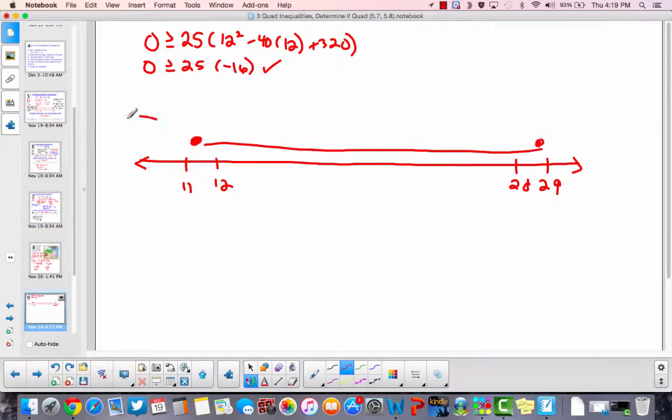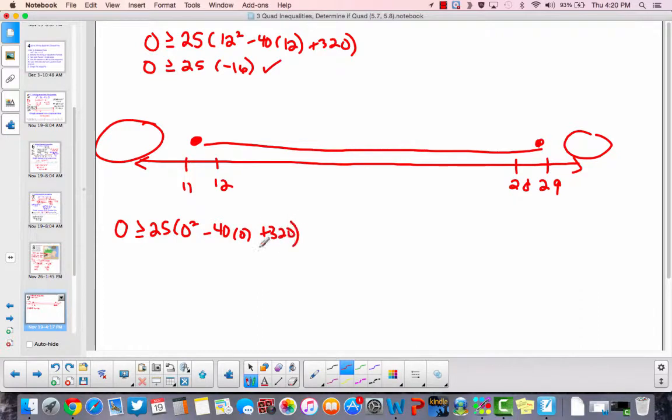It's not a bad idea to test a number over here and to test a number over here. The number over here is really easy to test because 0 is over here. So let's put a 0 in. Is 0 greater than or equal to 25 times 0 squared minus 40 times 0 plus 320? This all is 0, so this is 25 times 320. No, 0 is not greater than or equal to that, so no, this is not an acceptable area.